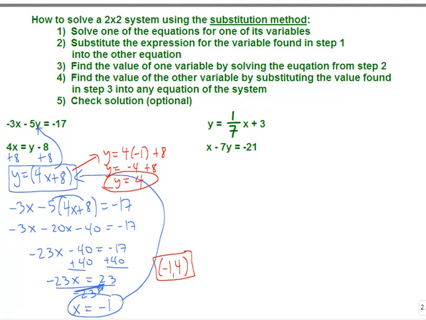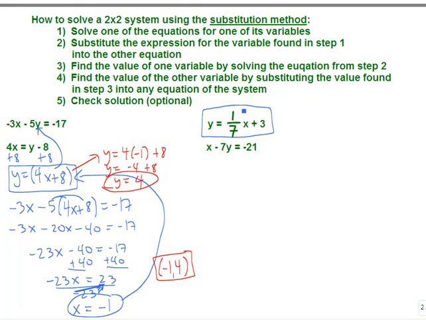Okay? Let's try that again. In the next example, same thing. You want to take your equations, look them over, and see what would be easiest to solve for. In this first equation, we already have y solved for. It does have a fraction in it, which may bother some people, but since it already is solved for y, I'm going to go ahead and use it.